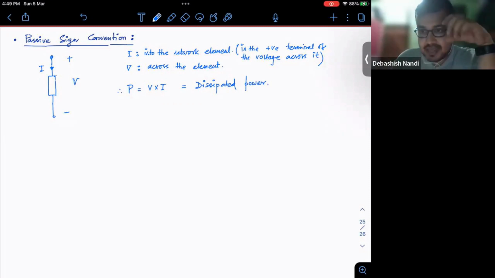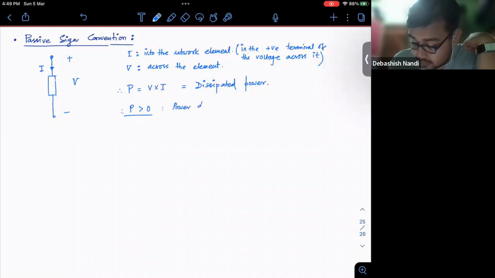That means I assume a potential drop across an element, and I consider the current to be flowing into the positive terminal of that element. So if my power P is greater than 0, then it is power dissipated. If P is less than 0, it is power delivered.